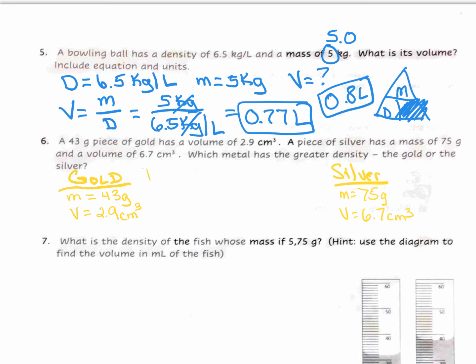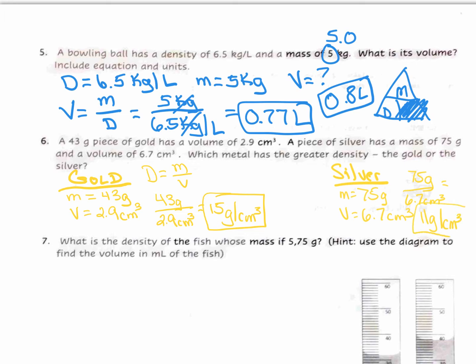So I need to use the density equation. Density is mass divided by volume. So for gold, it's 43 grams divided by 2.9 cubic centimeters. And that is going to equal out to 15 grams per cubic centimeter, because I can keep two significant figures. Silver, we've got 75 grams divided by 6.7 cubic centimeters, and that is going to equal 11 grams per cubic centimeter.